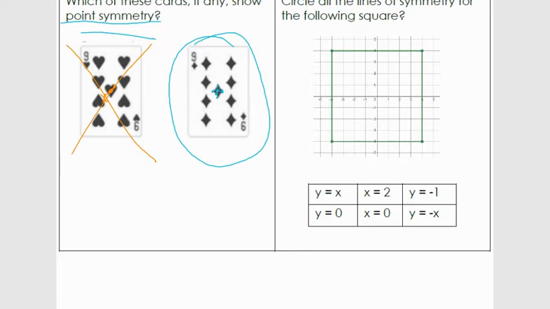Okay. Now, for this last symmetry shape, it says circle all the lines of symmetry for the following square. So we've got to remember from Algebra 1 what y equals and x equals lines look like. Remember our HOIVUX acronym that helped you remember. Horizontal lines have 0 slope. They are y equals equations. It's HOIVUX. Vertical lines have undefined slope. They're x equals equations. So when it says x equals 2, that's a vertical line at x equals 2.